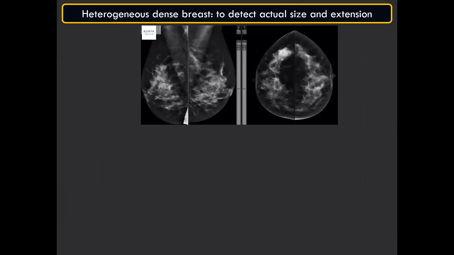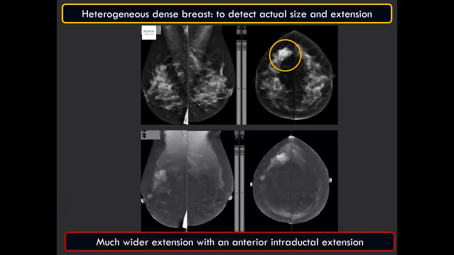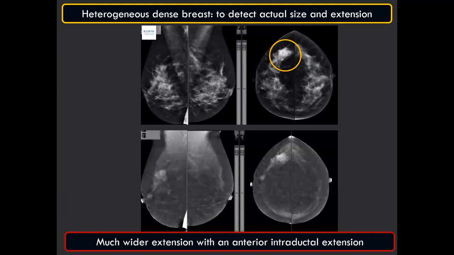This is another case with an evident suspicious lesion in the right upper outer quadrant. And you might ask me, why should we perform a contrast mammography or any additional imaging for this patient? The main indication of additional imaging in this patient is to see the actual extension of the lesion, because the size of the lesion is very important for the surgeon and for the oncologist as well. This is her contrast mammogram, and as you see, we can see anterior extension of the lesion, and the lesion is much larger than what we saw on the 2D mammogram.